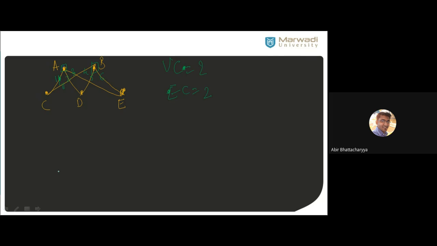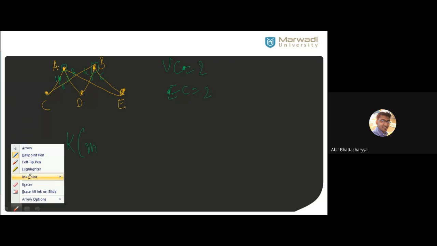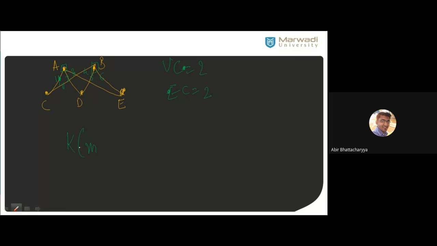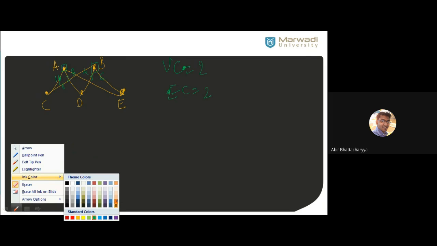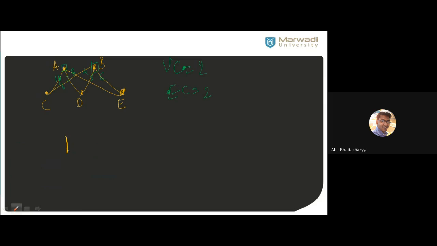So finally, for any K m,n, can anyone tell me what would be the vertex connectivity and edge connectivity for K m,n? Think about it. I want the correct answer from all of you. Quick. No, M is the wrong answer.